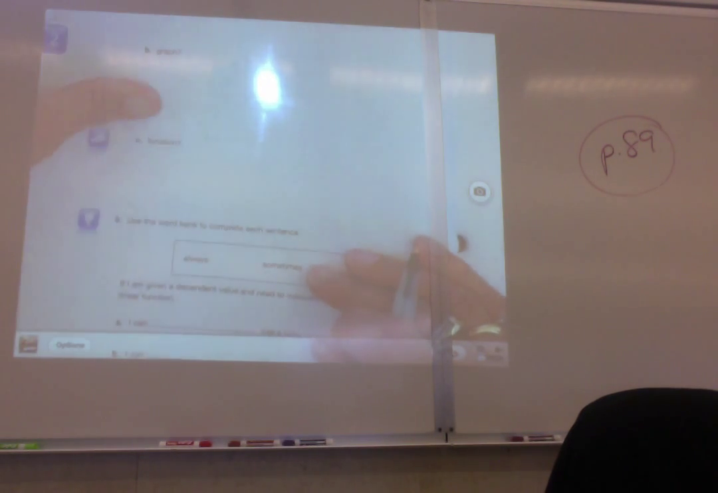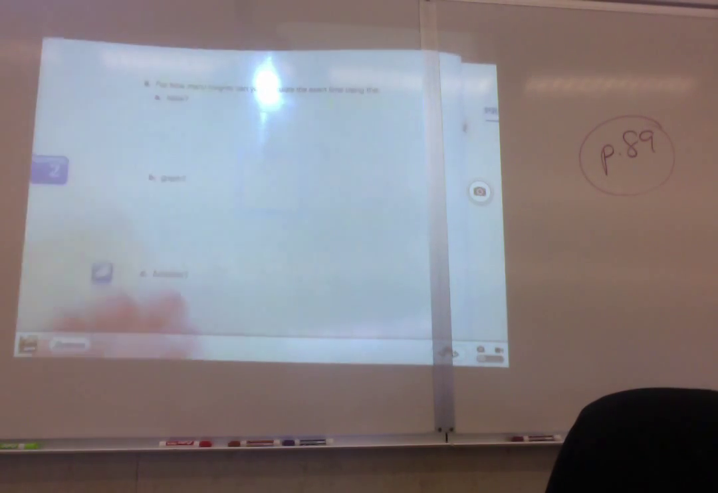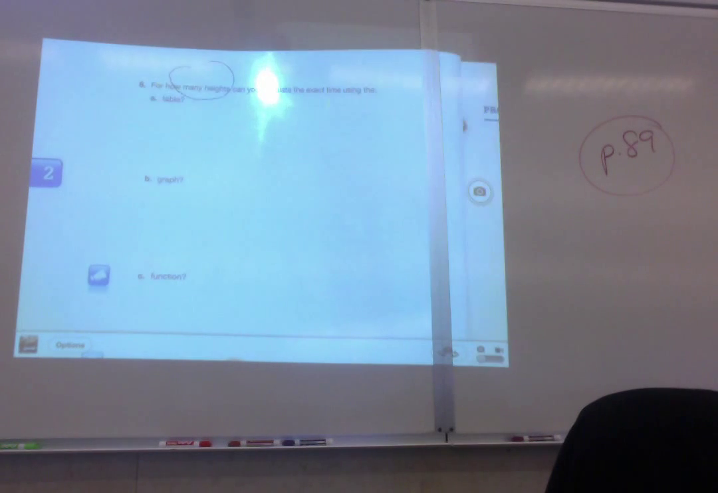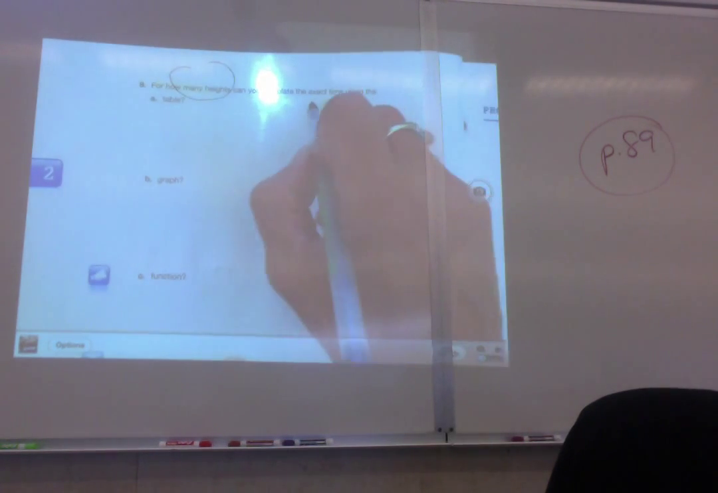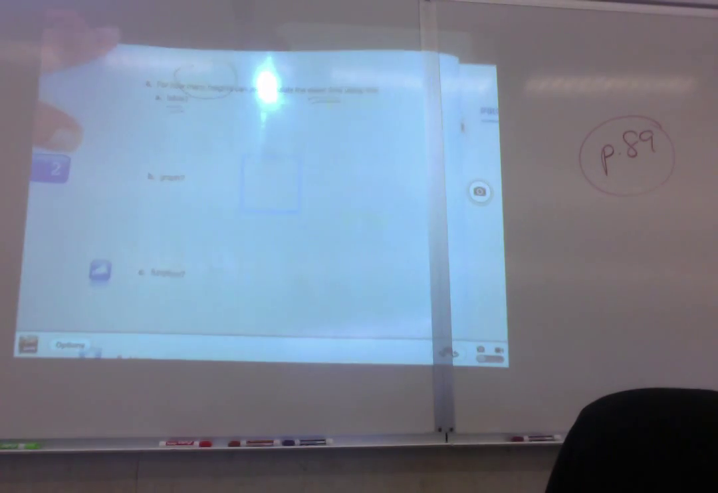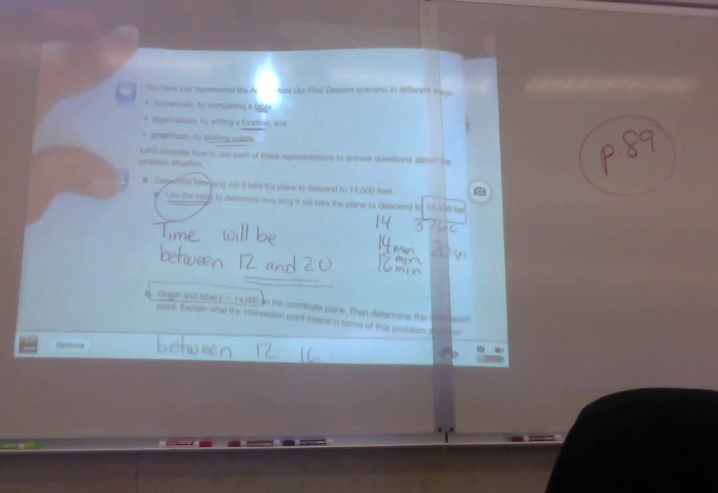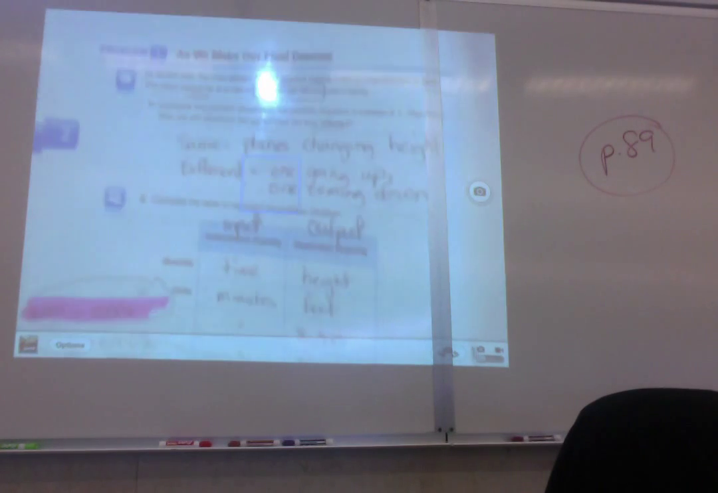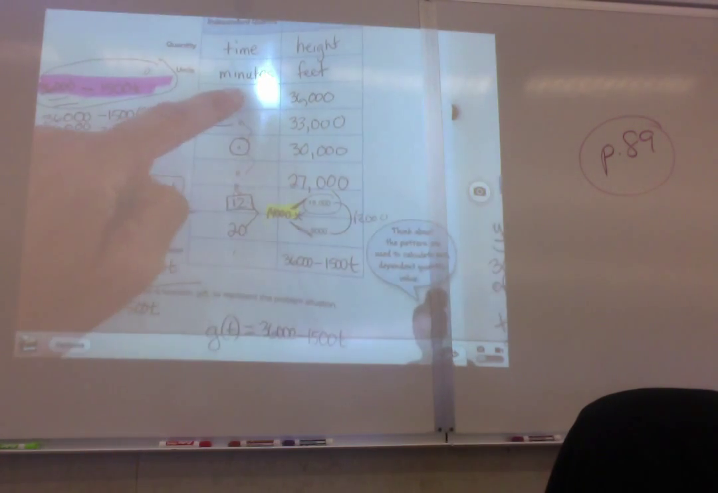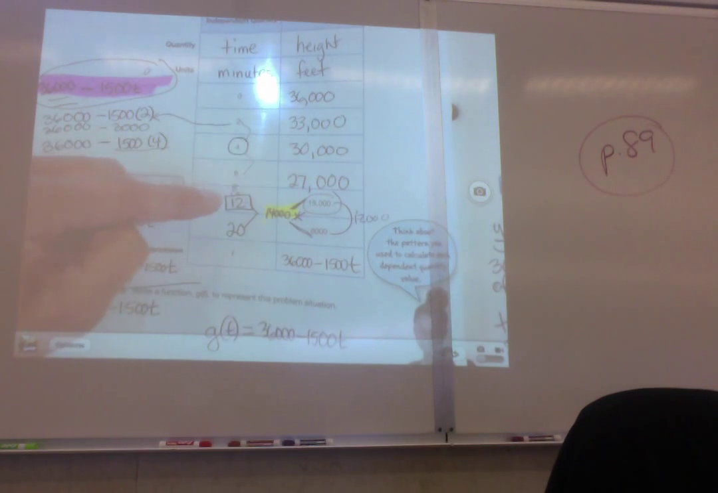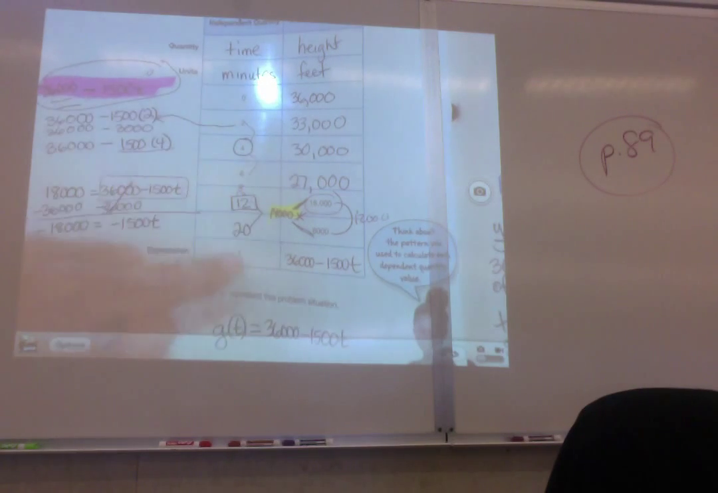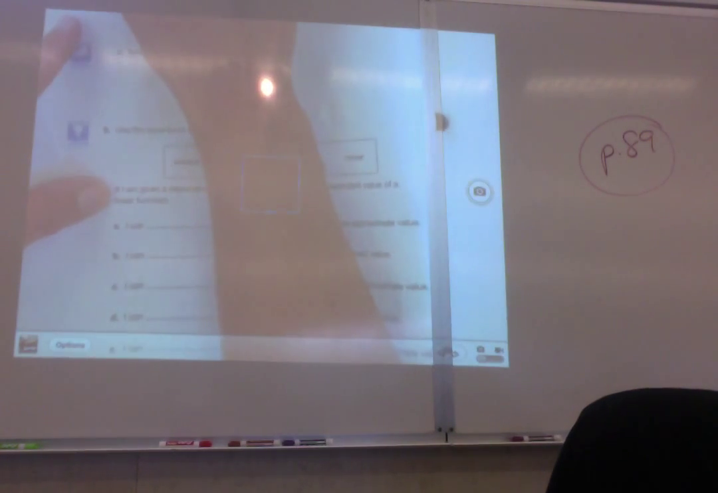Okay. In this scenario, for how many heights can we calculate an exact time using the table? We've got to look at our table. How many times did we have? Go back to page 88. 1, 2, 3, 4, 5, 6. We only had 6 exact times on the table. 6.